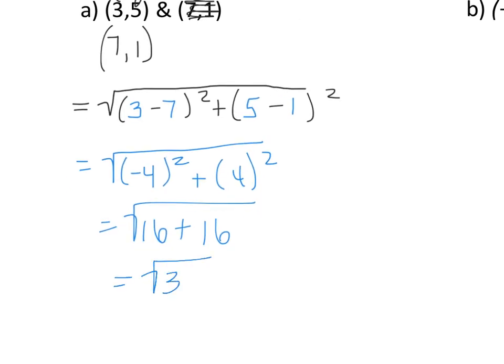Equals the square root of 32. Now, if this was a 10-point question and you circled your answer and told me that was it, you'd get 8 points. Why would I take points off? For not simplifying. All right, how do we simplify radicals?